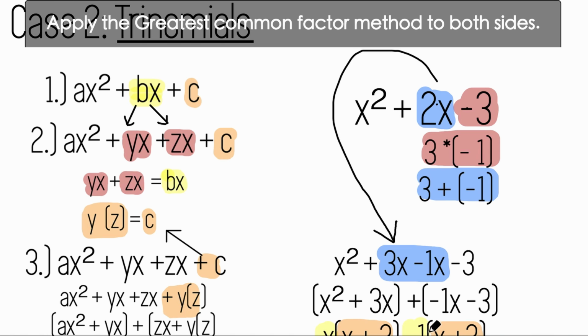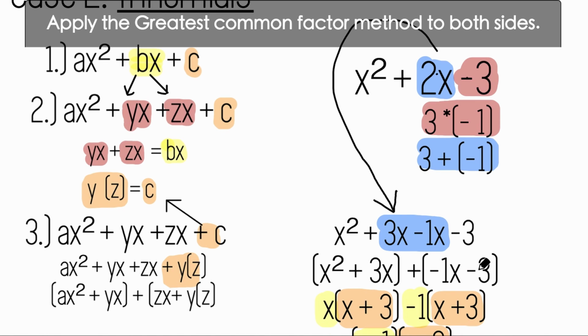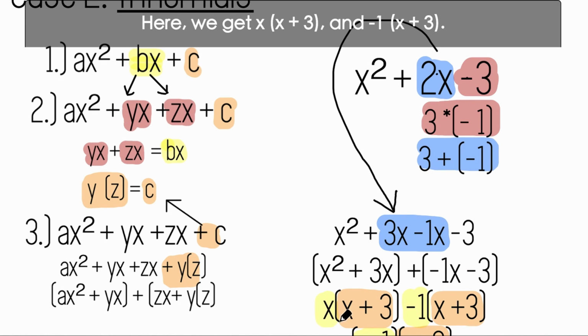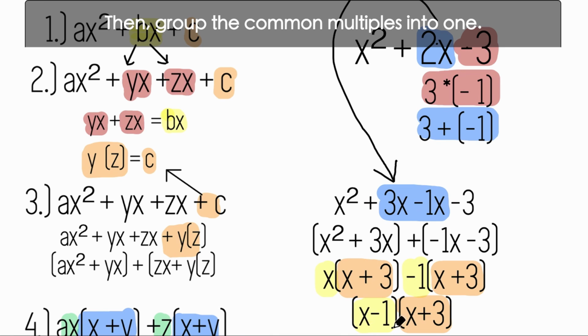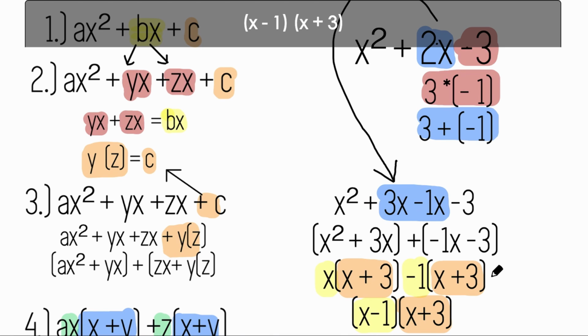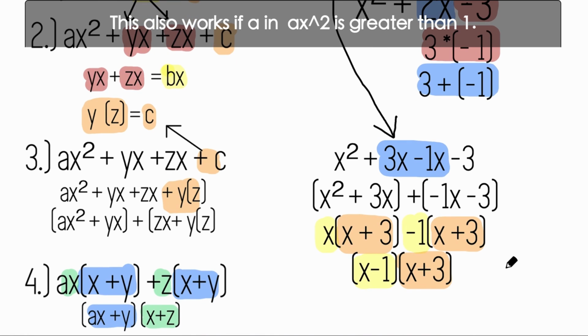Apply the greatest common factor method to both sides. Here, we get x multiplied by x plus 3, and negative 1 multiplied by x plus 3. Then, group the common multiples into 1. x minus 1 multiplied by x plus 3. This also works if a in x squared is greater than 1.